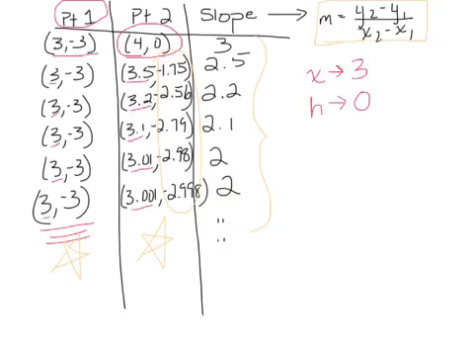Now notice, what is the slope doing? That's what we're trying to figure out. What does the slope approach? If you look at that, we can see that the slope is approaching 2. And so that is the slope of the curve at the point.